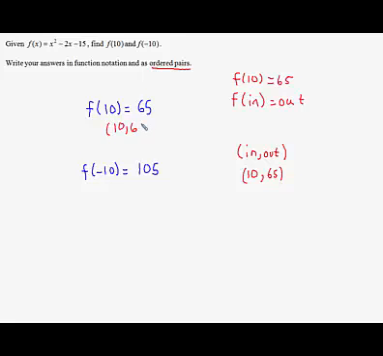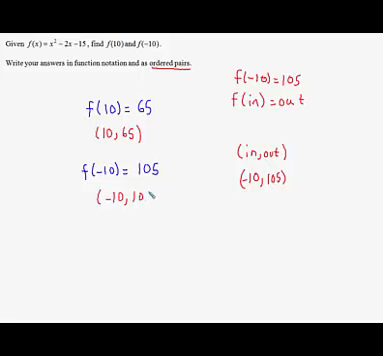And then likewise, with f of negative 10 equals 105, that is just to say that when you input negative 10, the output came out to be 105. So this is how you would write this in point notation. Writing them side by side, you can compare the difference between function notation and corresponding point notation.